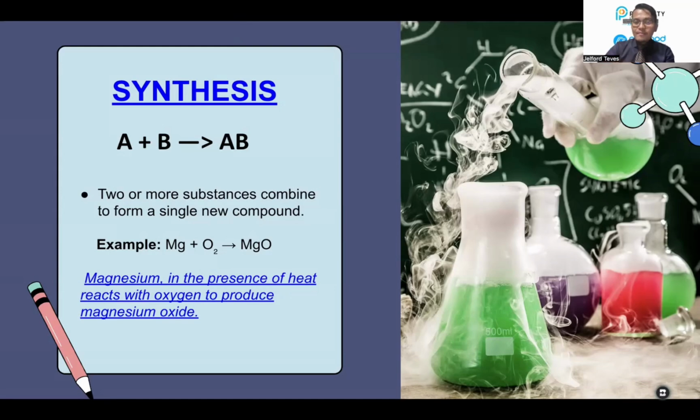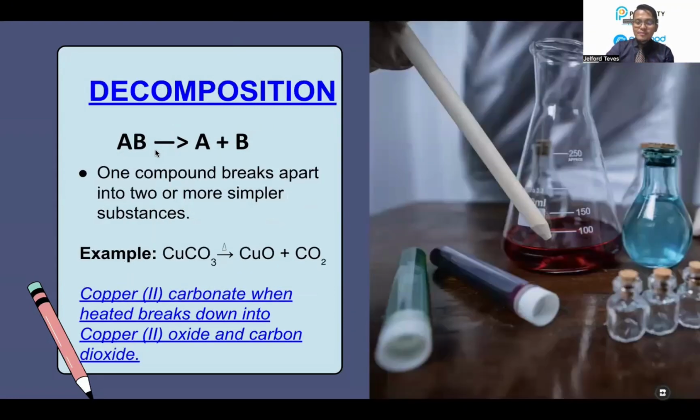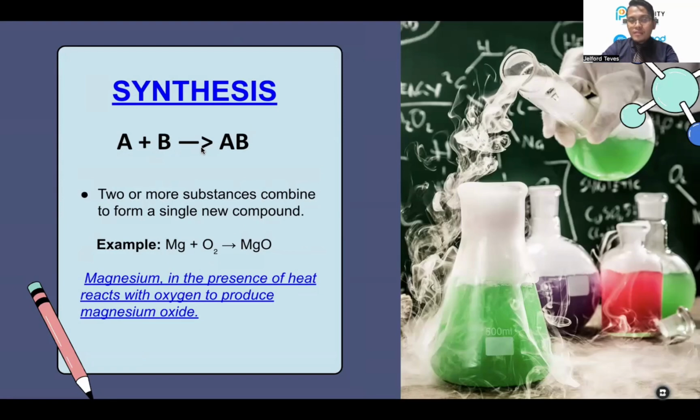And as you can see, there is a general pattern here: A reacts with B, produces AB. So two or more substances combine to form a single new compound. So that is synthesis, or in other terms, it's called a combination reaction, when two substances combine together to form one single compound. An example we have here is magnesium reacts with oxygen gas to produce magnesium oxide.